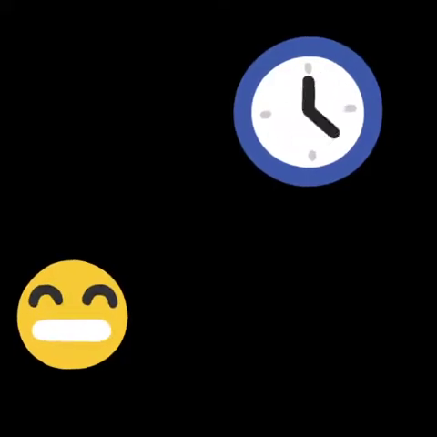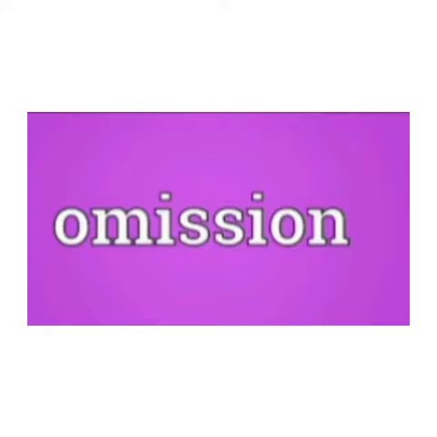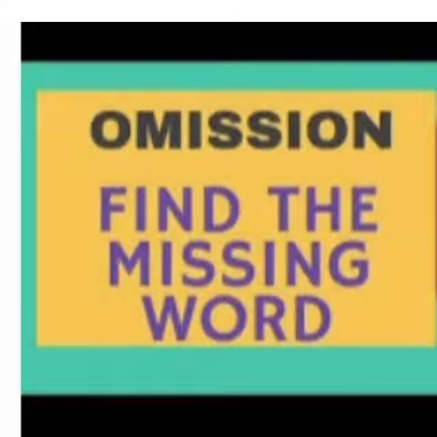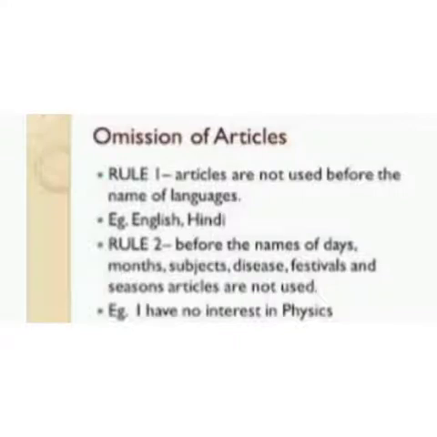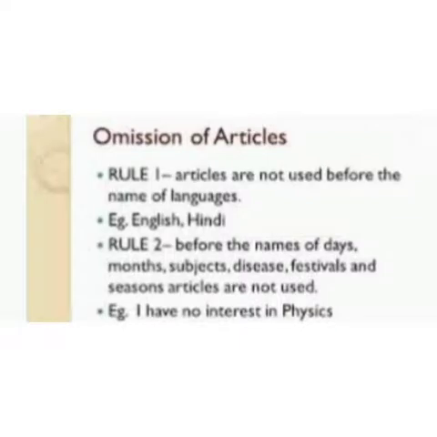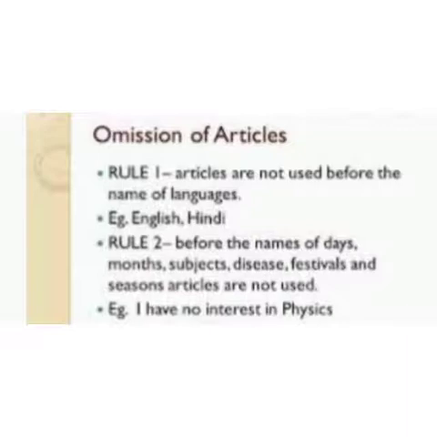So now let us look at the second one, that is omission. So let us look at the meaning of omission. Omission means to find the missing words. Now we will look at some of the rules. Omission of articles. Rule number 1, articles are not used before the name of languages. Example, English, Hindi. Rule number 2, before the names of days, months, subjects, disease, festivals, and seasons, articles are not used.